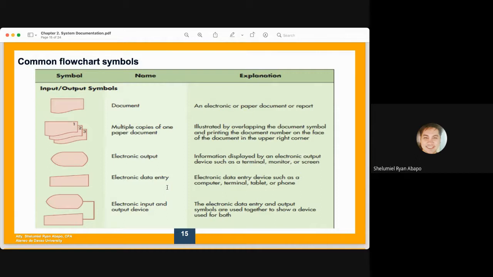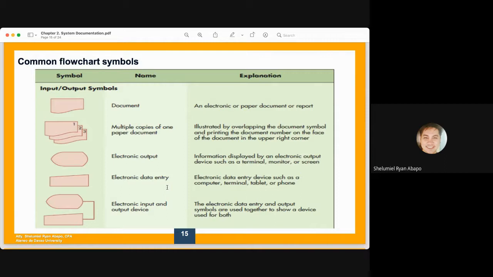Then we also have an electronic output symbol. This is information where the output is not printed on paper, but rather displayed by an electronic screen or a device such as a terminal, a monitor, or the PC screen. We also have the electronic data entry. This will be the device used to input new data. It could be a computer, a terminal, a tablet, or a phone because it's an electronic data entry. Obviously, books of accounts are not allowed because they're not electronic, right?